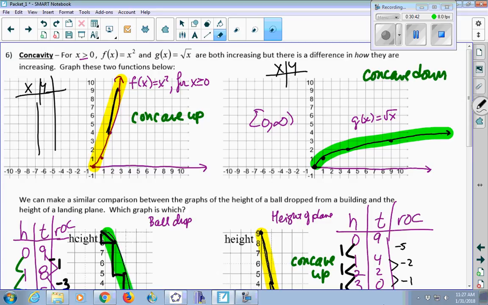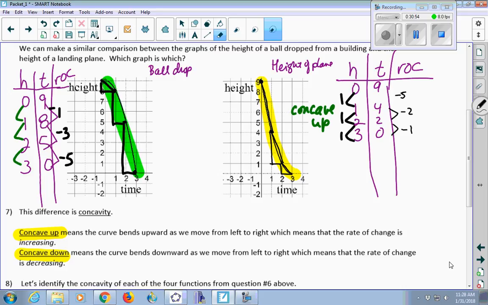Yeah, Mariah? Yes. Yeah, it's not a silly question at all. Yes, your function is decreasing, and anytime you have a decreasing function, you will have negative rates of change. Anytime you have an increasing function, you will have positive rates of change.